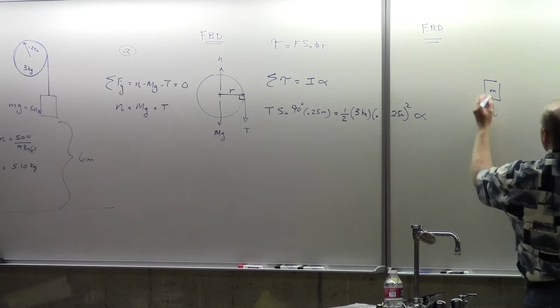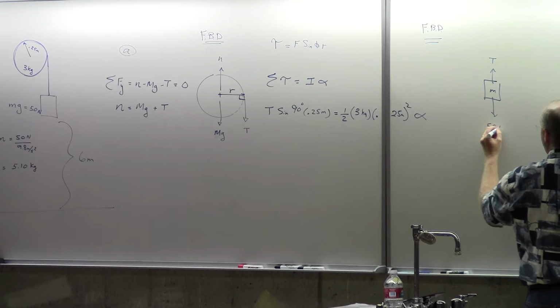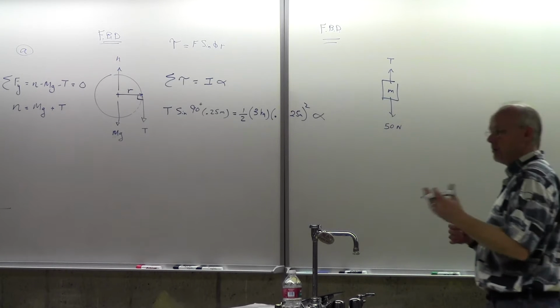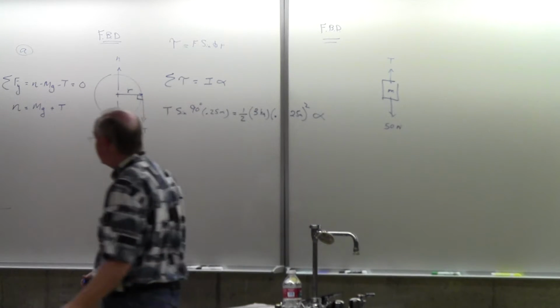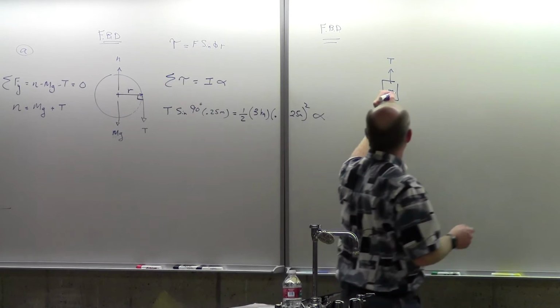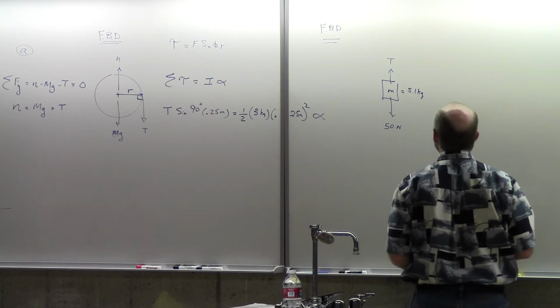Okay, so the tension is pulling it up, good. Gravity is pulling it down. We were already told its weight is 50 newtons, so I'm not even going to go back to 5.1 kilograms multiplied by 9.8 only to come up with 50. So we were given the 50 newtons there. And maybe I should put the mass though as 5.1 kilograms in my free body diagram.